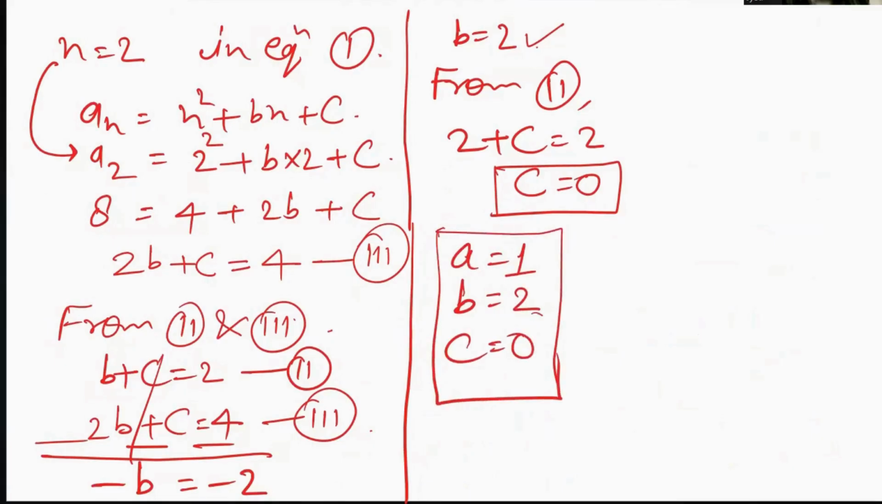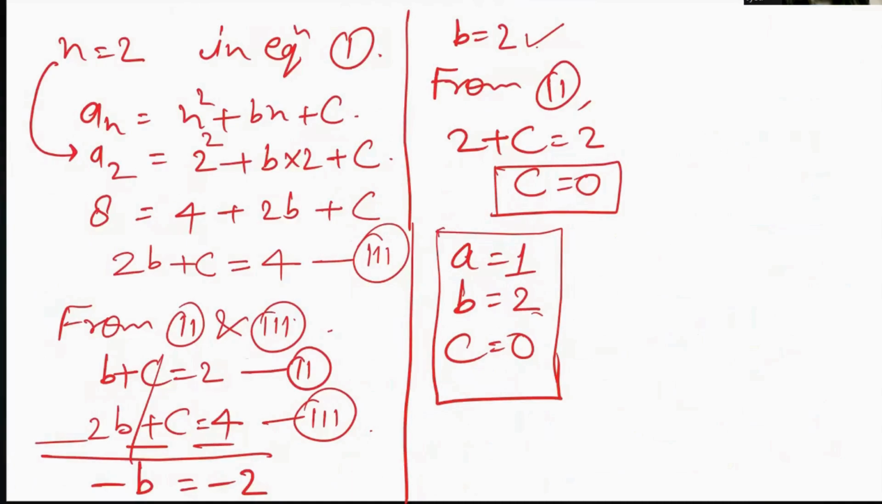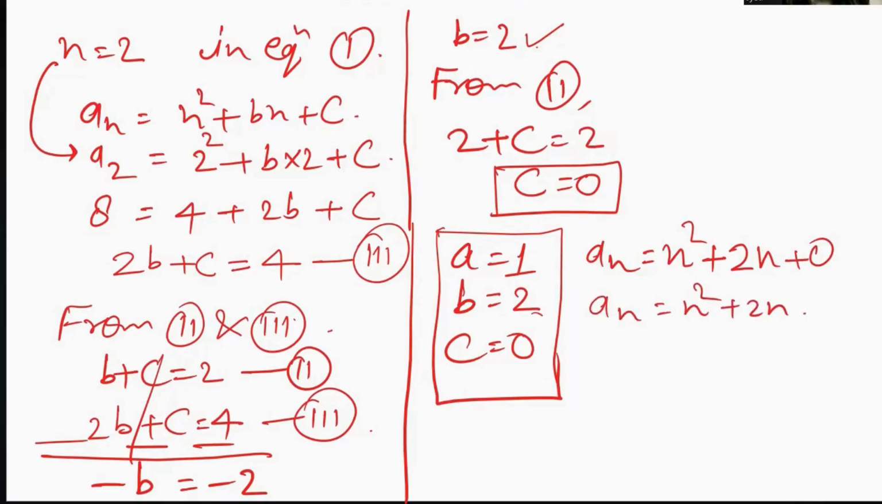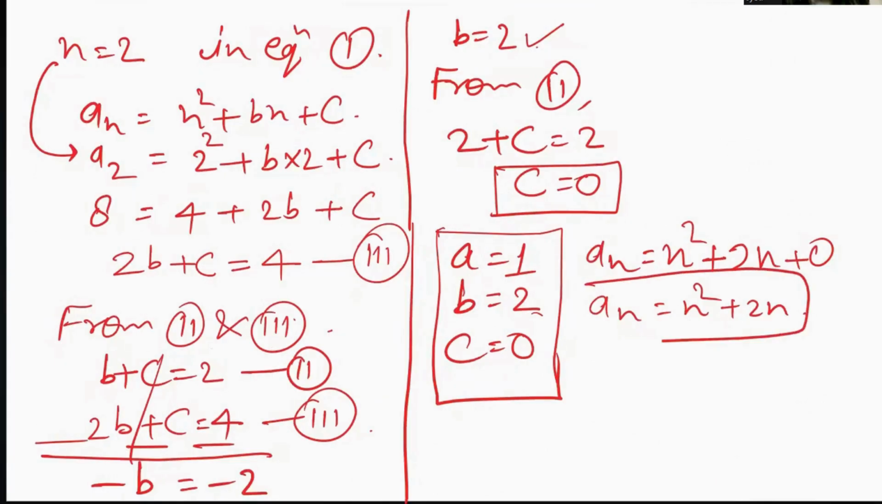Right? Now, where is the general form? The general form is this one: An equals n square plus Bn plus C. This is a very, very important expression. So An equals n square plus Bn, where B equals 2, and C is nothing, meaning 0. So An equals n square plus 2n. You have found the nth term.